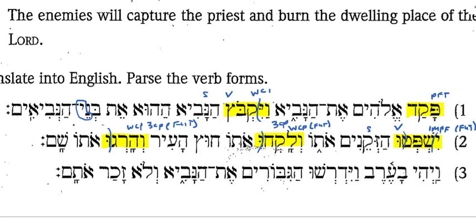Exactly. And then number 3, I have Vayhi Ba'erev. Vayidreshu Hagiborim et Hanavi Velo Zachar Otham. I have 3 clauses here. The first one is a Vayhi plus a prepositional phrase. What did we learn that does? Is Vayhi a WCI or a WCP form of the verb haya? It's a WCI, actually. V'haya is WCP. So this is going to be past, right?